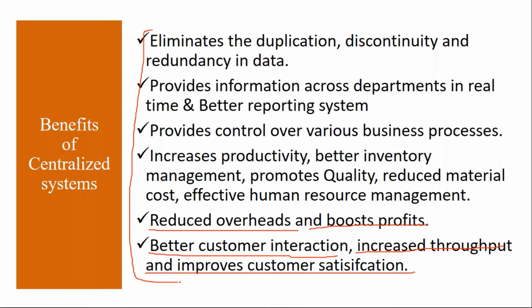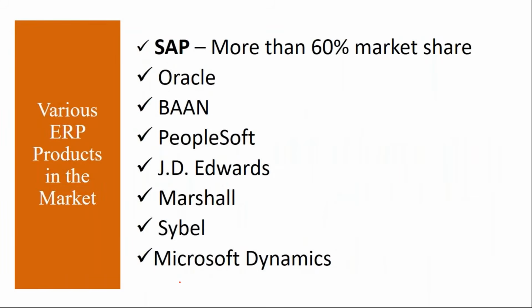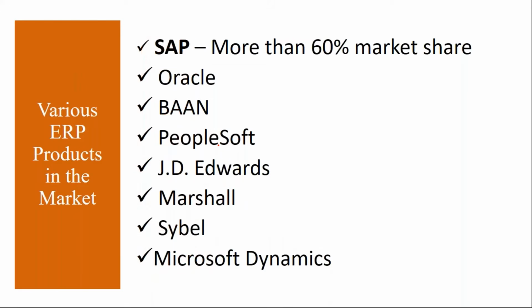Due to these reasons, most of the companies will use ERP systems. So SAP is one of the ERP systems. Okay, so we will understand what are the various ERP products in the market. Along with SAP, we have some ERP products in the market like Oracle, BaaN, PeopleSoft, JD Edwards, Marshall, Siebel, and Microsoft Dynamics. But among all these ERP products, SAP is the number one ERP product, and it holds more than 60% of the market share in all the ERP products. Okay, so now let's move on.